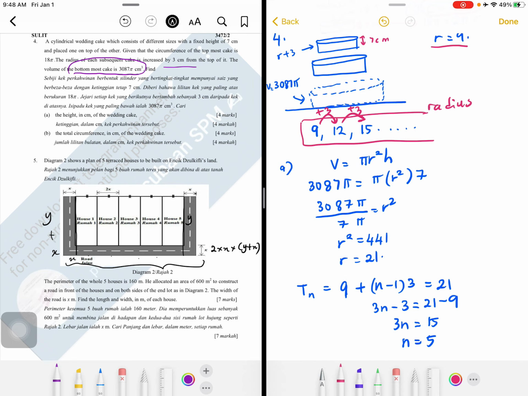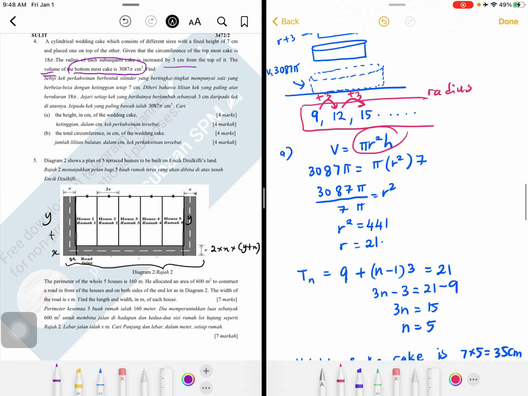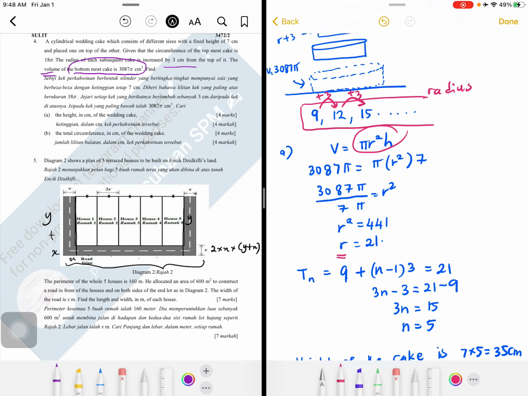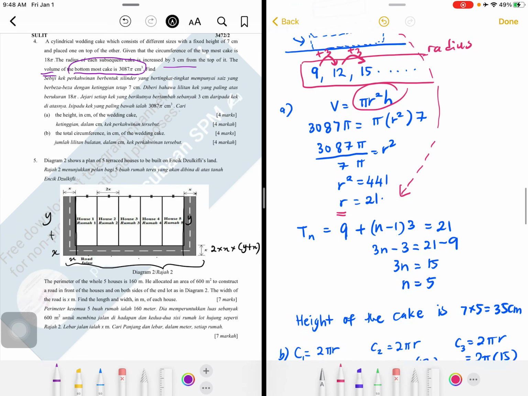Okay, masukkan dalam ni. So kita tahu volume. Dia kata volume kan. Using the formula of volume, kita cari pula berapa radius dia untuk kek paling bawah sekali ni. Kek paling bawah ni berapa? So by using V equals to pi r square H, we know your H is equals to 7. Masukkan saja, then you'll get R is equals to 21. So that is the radius for the bottommost cake, yang paling bawah sekali.